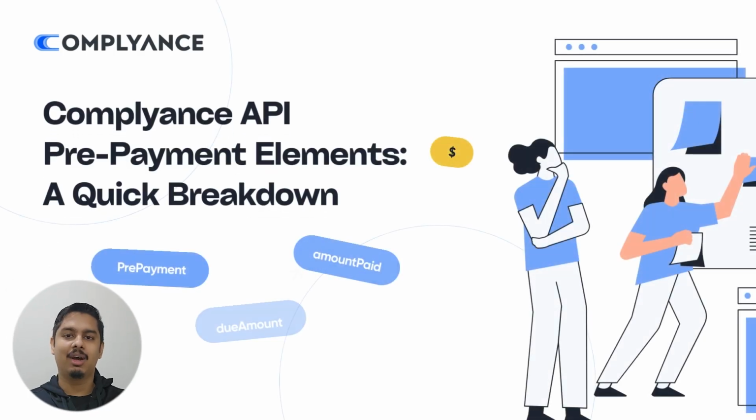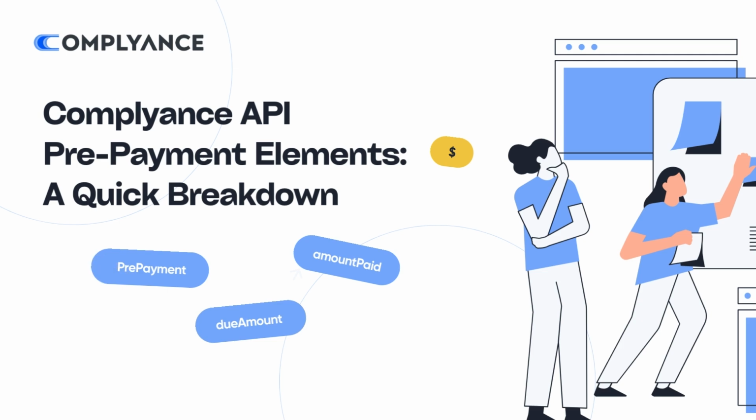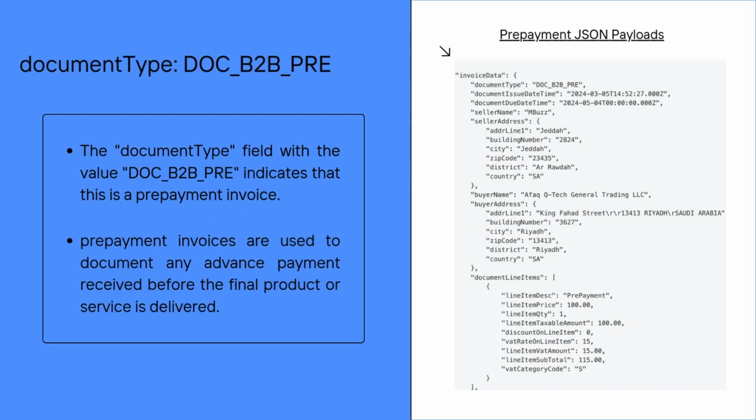Hey guys, in this video I will be explaining compliance Unify API elements which are related to prepayment process in KSA E-Invoicing. So let's look at the JSON request for prepayment invoice. The first element here is document type.